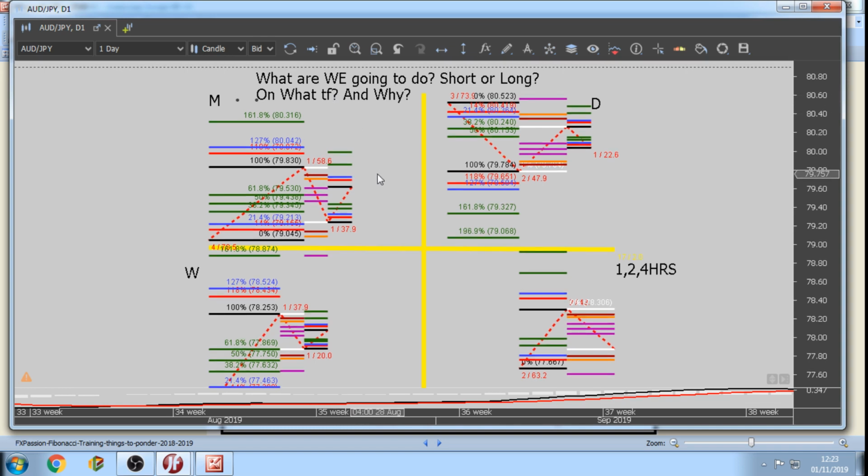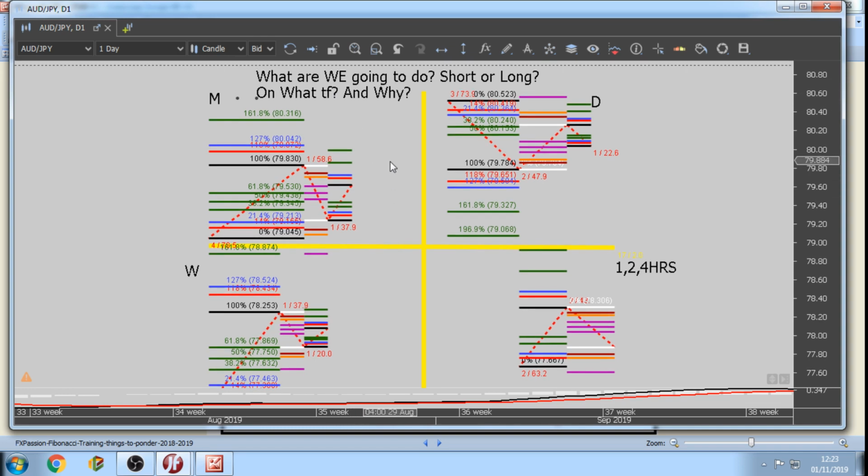I have some students that are here, they have live class with me, and this is the exam for them. If you want to trade Fibonacci's, this is the exam, everybody. What are we going to do? Are we going to enter short? Are we going to enter long? On what time frame and why? This is the exam about the Fibonacci trading. You need to understand the different concepts and rules, and you need to decide going long or short, on what time frame and why.